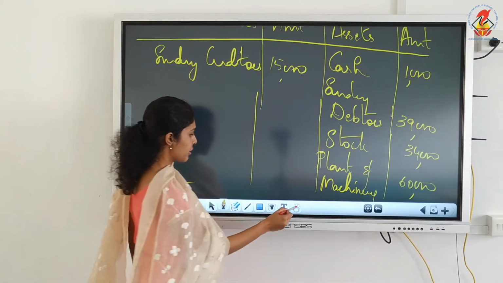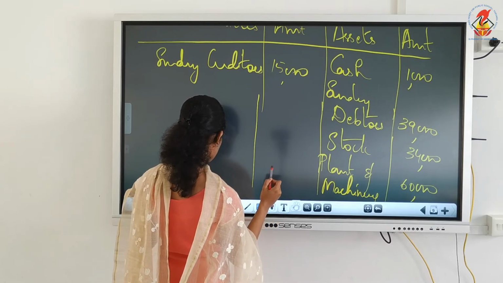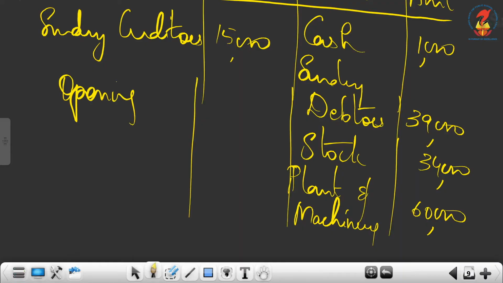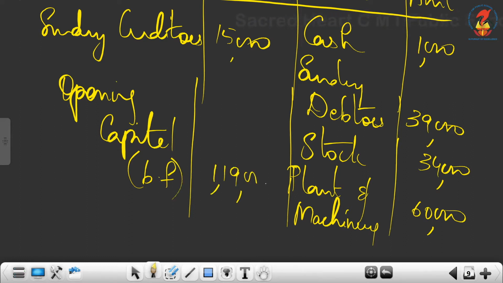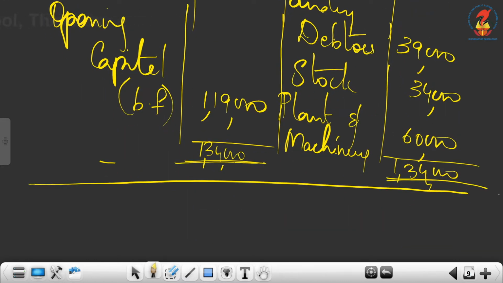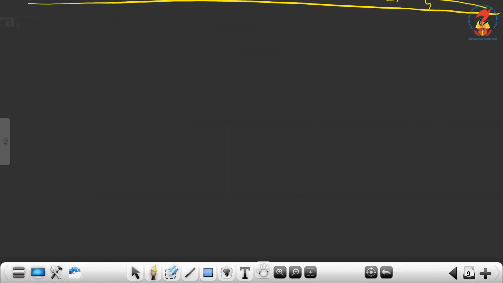Yes. So, now we can compute the balancing figure, which we will write as the opening capital. So, opening capital, the balancing figure is 1,19,000. The totals are 1,34,000. Next, we will draw the closing statement of affairs.